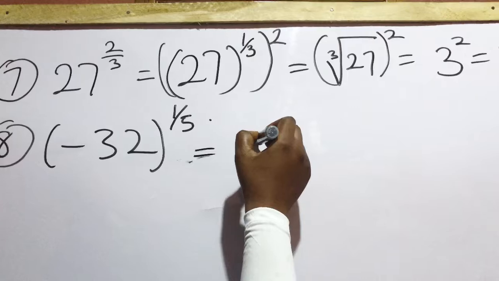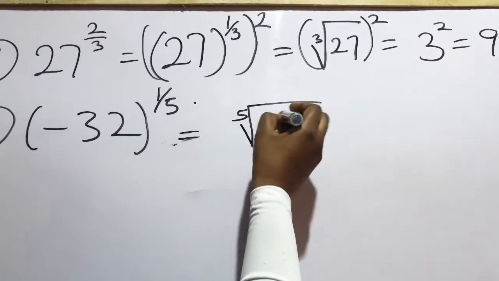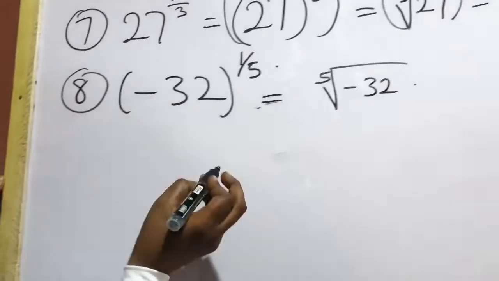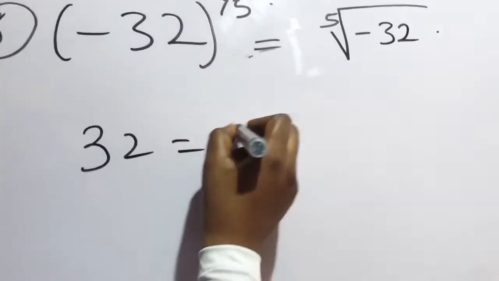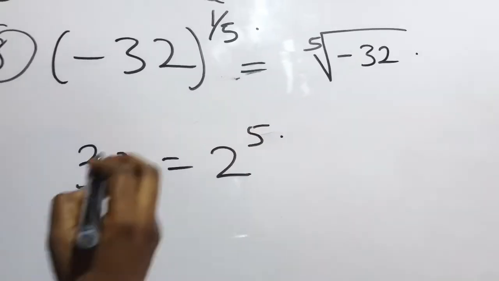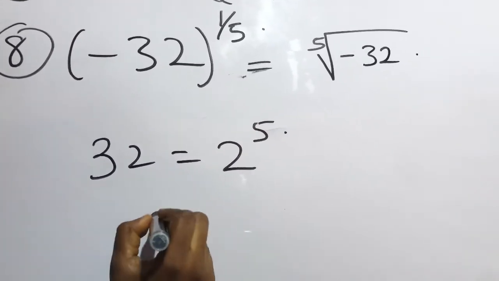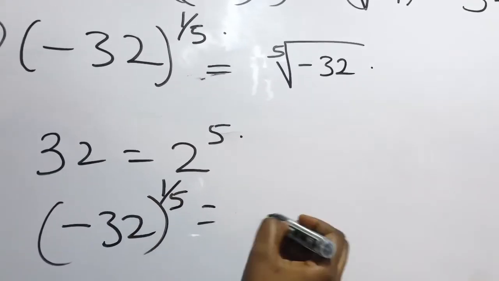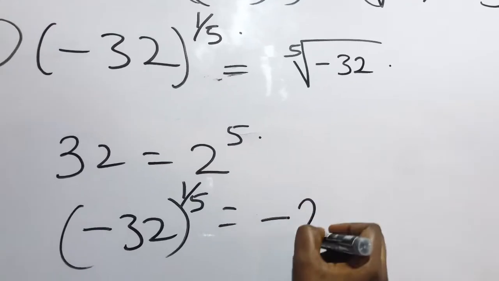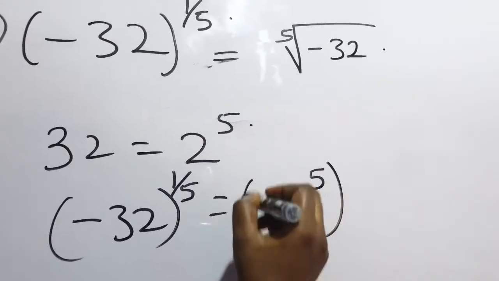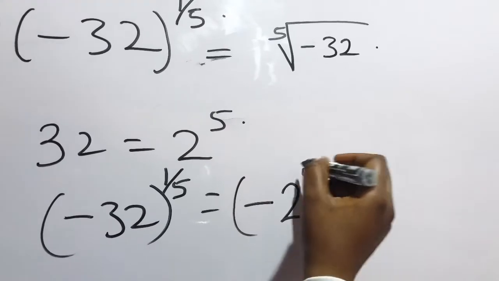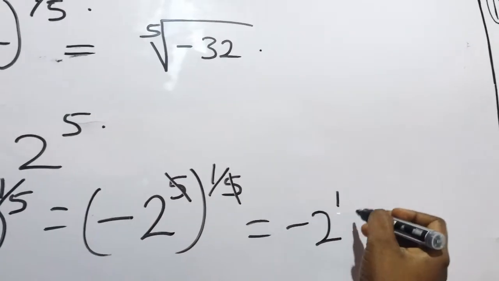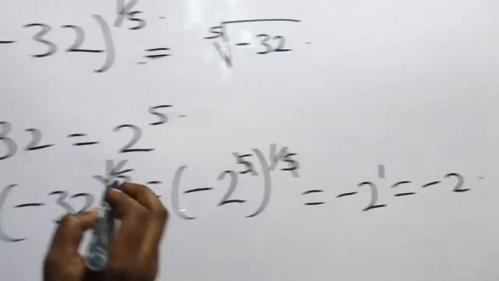Minus 32 raised to the power of 1 over 5. And 32 is equal to 2 raised to the power of 5. So you can just say that minus 32 raised to the power of 1 over 5 will be equal to minus 2 raised to the power of 5, then raised to the power of 1 over 5. 5 cancels 5, so minus 2 raised to the power of 1 is equal to minus 2. Number 9.